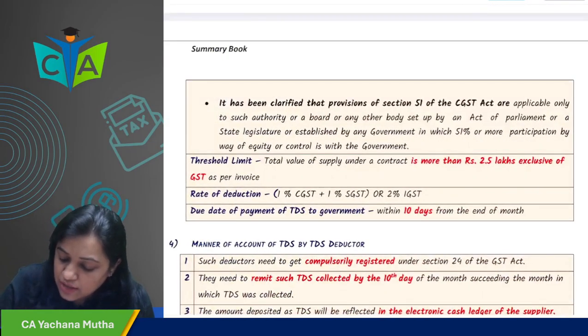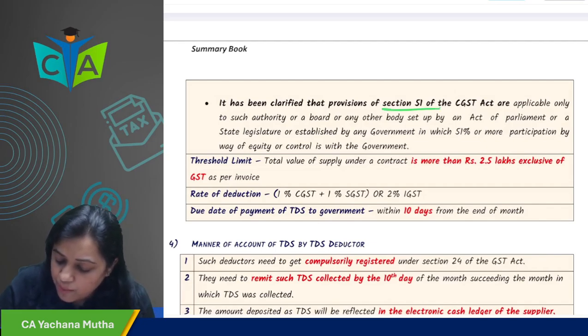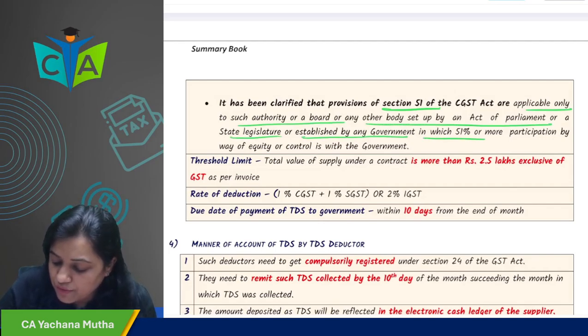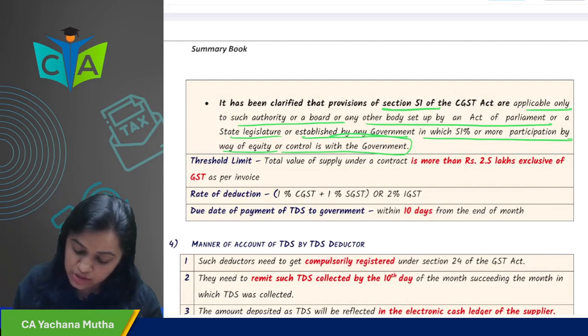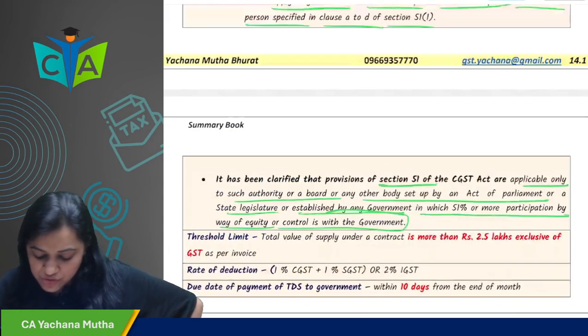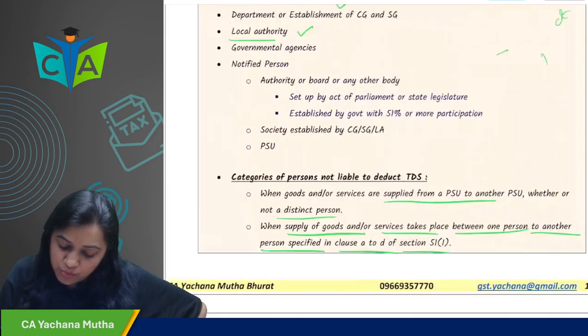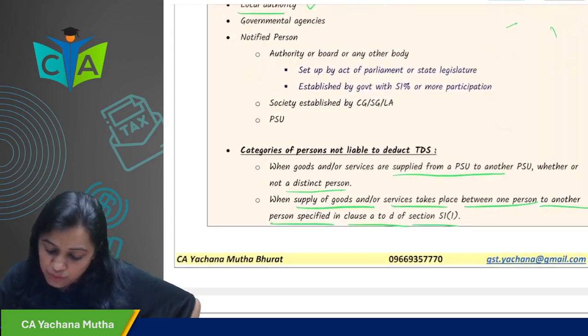It is clarified that the provisions of section 51 are applicable only to such authority, board or body set up by the parliament or state legislature, or established by government, in which 51% or more participation by way of equity or control is with the government. If so, then these provisions are applicable. So this is what they are saying: the authority or board established with government of 51% or more participation.